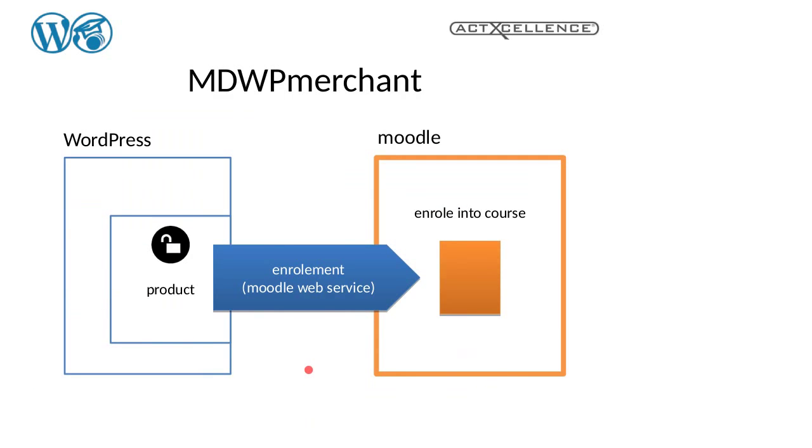There's also another plugin, and today we have the developer Jibril here, and let me shortly explain how this works, and after that we can give you a demonstration with the live software. In Moodle to WordPress Merchant, you have a WordPress system and you create the product. The enrollment goes via the Moodle web services, and you enroll into a course. You do not enroll into a cohort like on the other system. Here you enroll into a course.